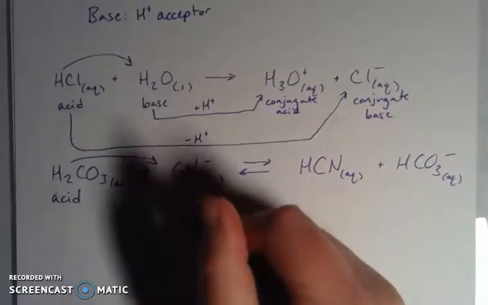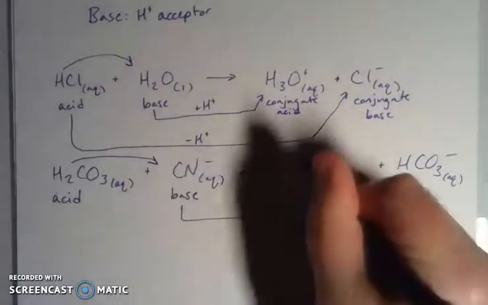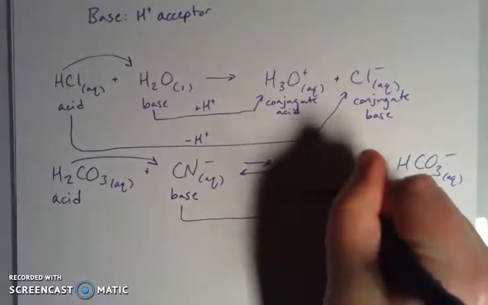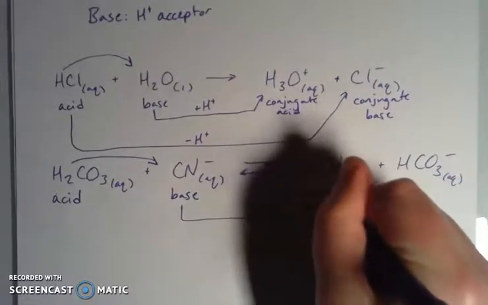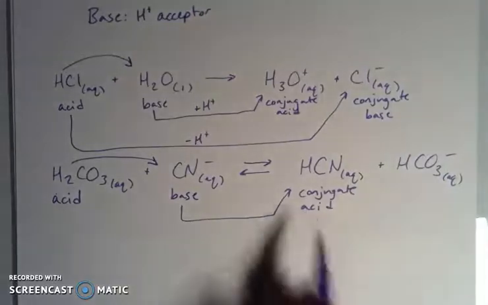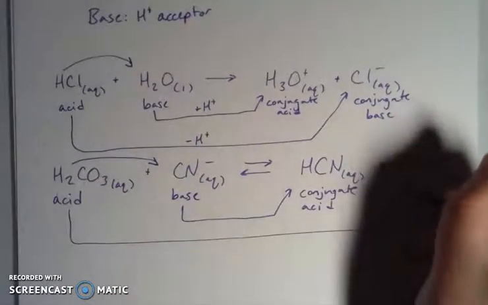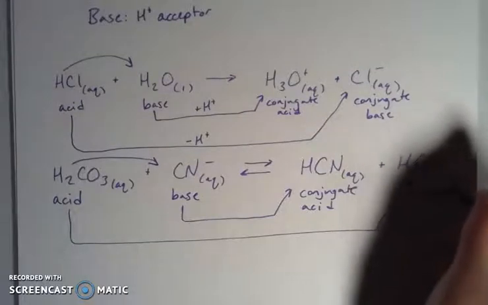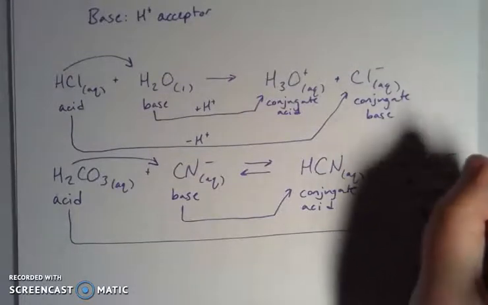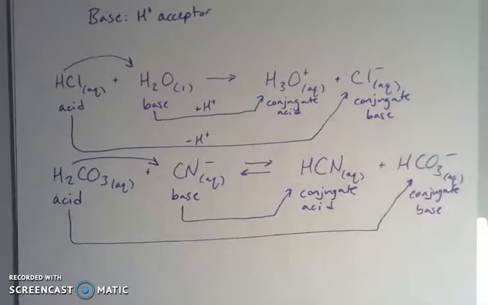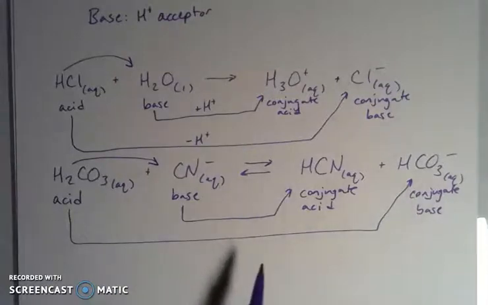And now on the other side, my base has a conjugate acid. So what happens when I gain that proton? And my acid has a conjugate base. So what happens when I lose that proton or donate that proton? Then I end up with my conjugate base or my conjugate pair for that acid. So even without the reaction, I could tell you what the conjugates are for these different things.